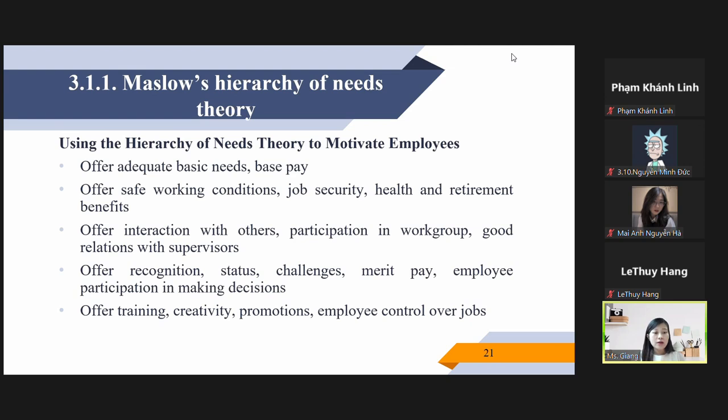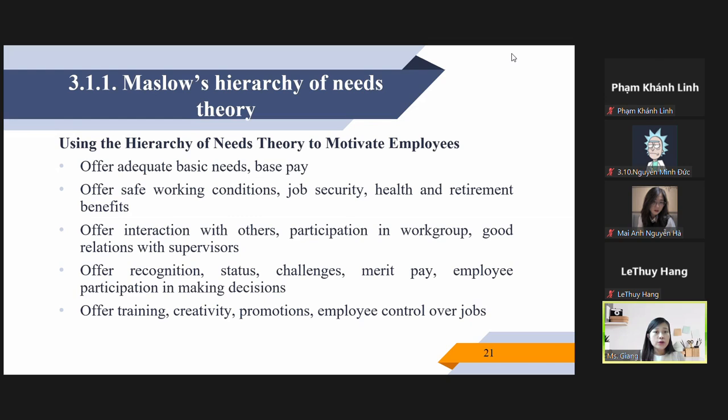And the last one, in order to make employees fulfill themselves, fulfill their highest potential, we can offer them training, creativity, promotions, and employee control over jobs.